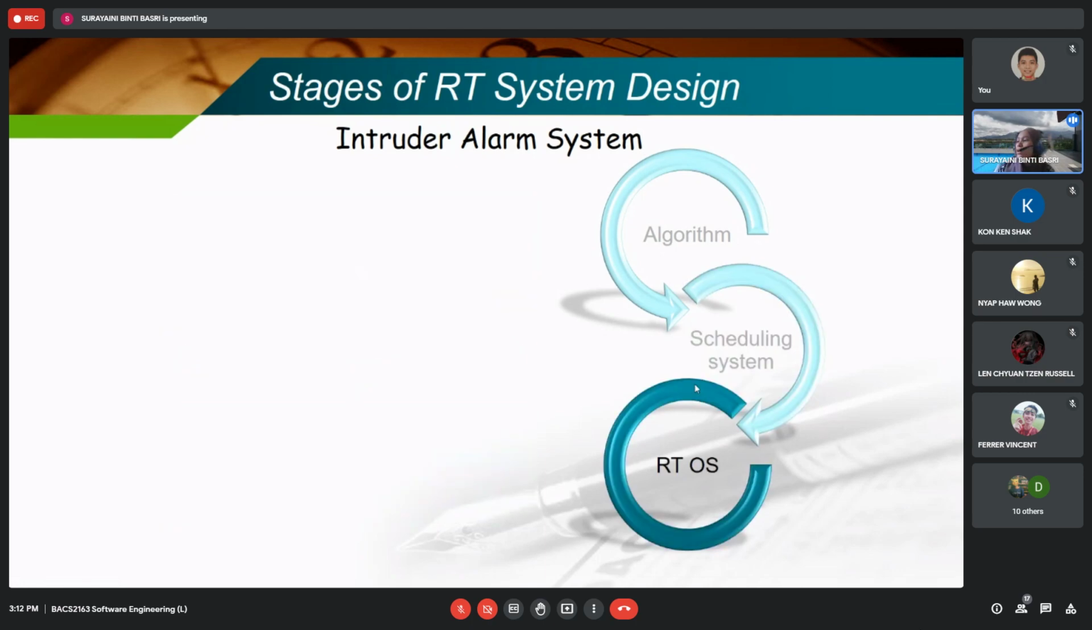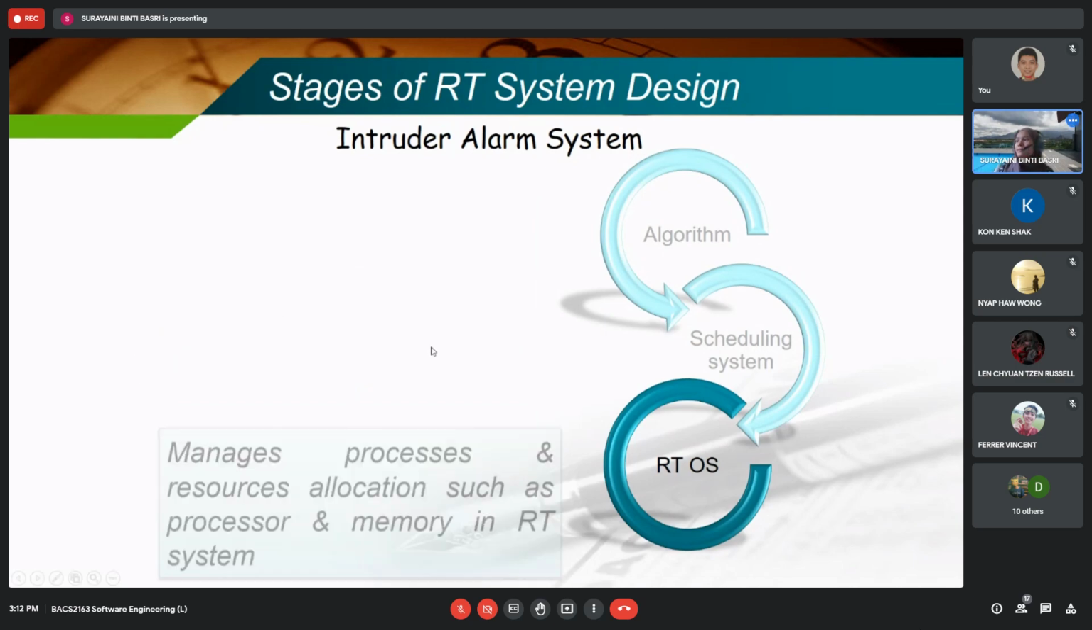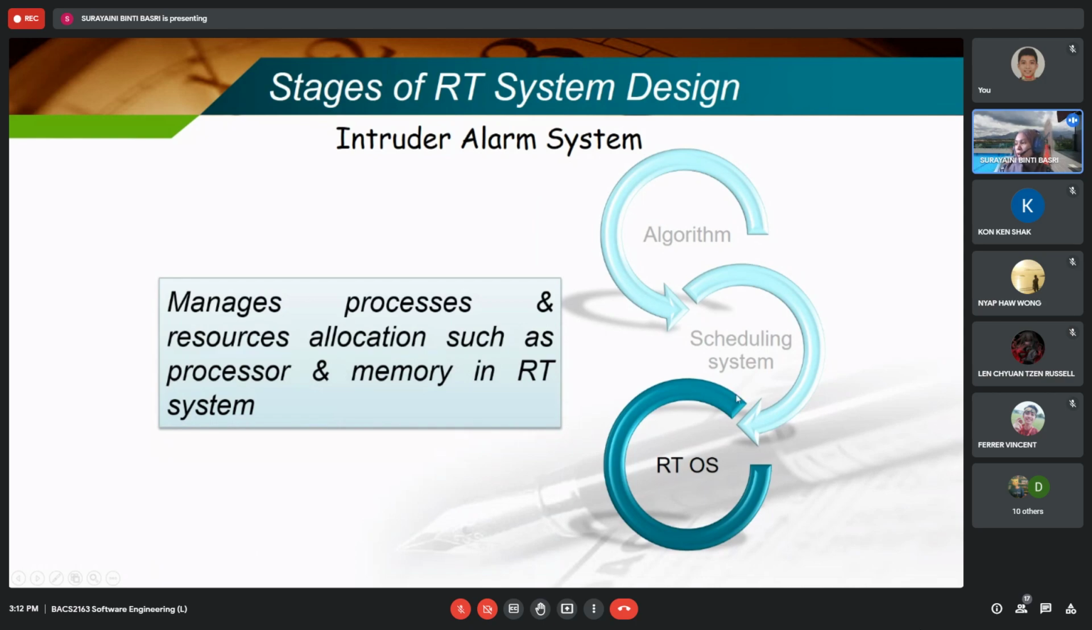After that, we need to design or pick or choose the RTOS, real-time OS, for our system. This OS will be responsible for managing processes and resource allocation, such as the processor and memory, in the real-time system. It is like the common operating system, but it is designed specifically for real-time systems.